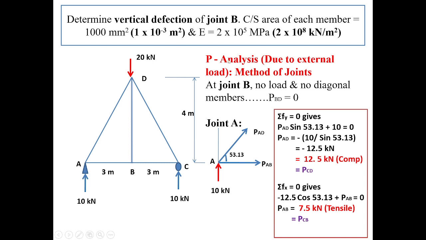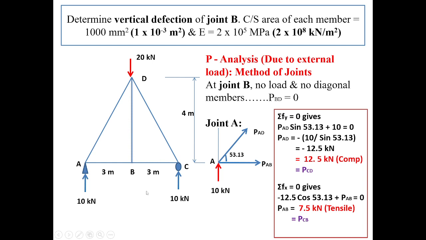Again let us go for P analysis, that means due to external load by method of joints. Again we know that in method of joints, here we can either start with joint A or joint C, because here it is a concurrent force system at every joint and there are only two equations of equilibrium available at every joint, that is summation of Fx equals 0 and summation of Fy equals 0, and therefore we have to select a joint having 2 or less than 2 unknowns. Therefore we cannot start with D or B, we have to start with A or C.